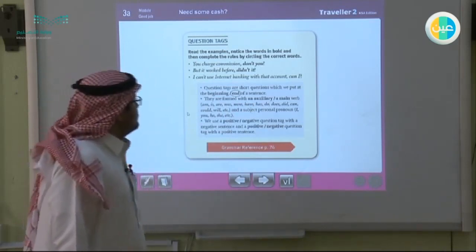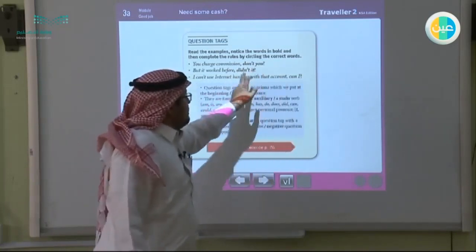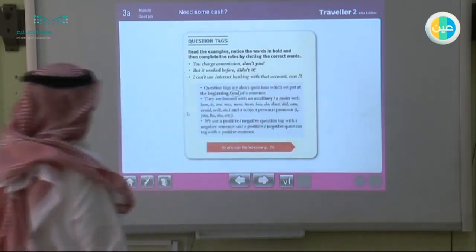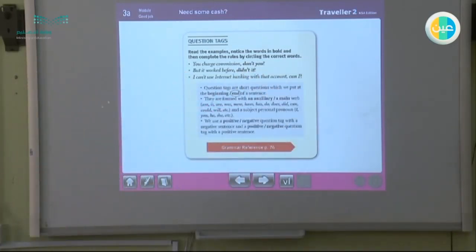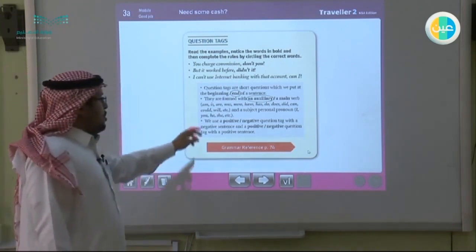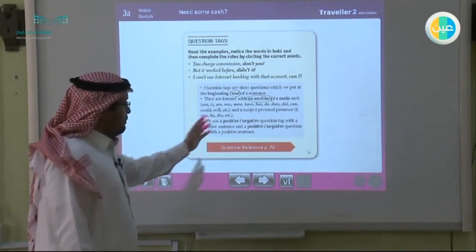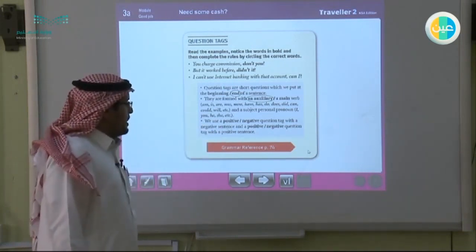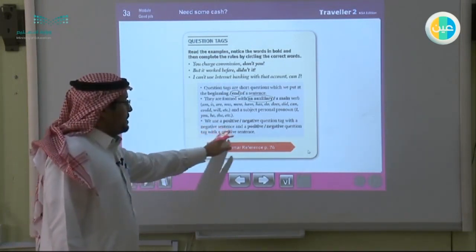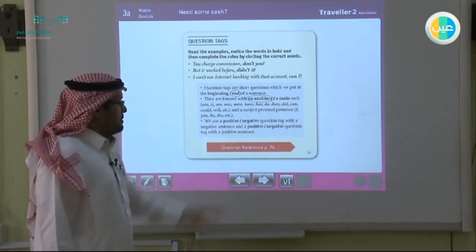Look at these verbs. They are actually auxiliary verbs, okay? We use a positive or negative question tag with a negative sentence, and a positive or negative question tag with a positive sentence.